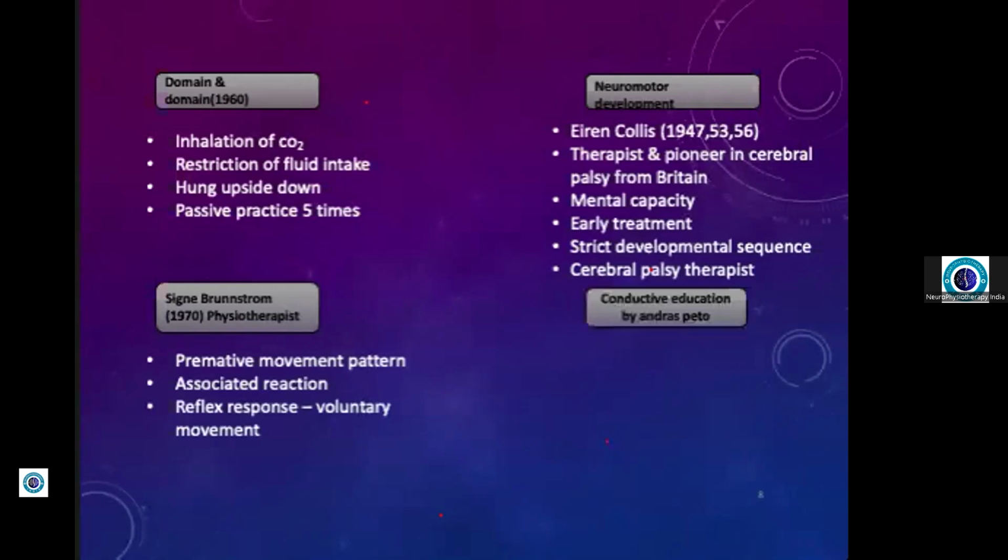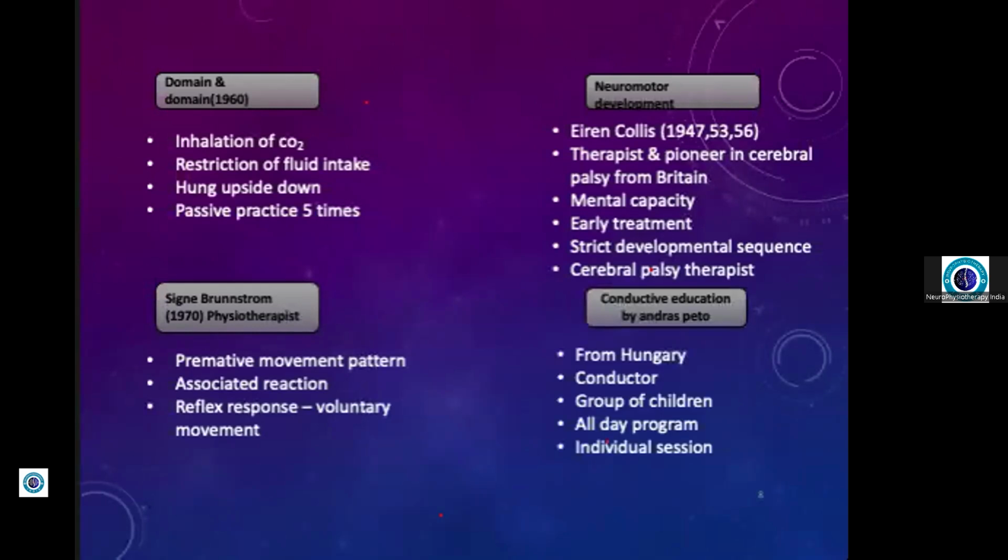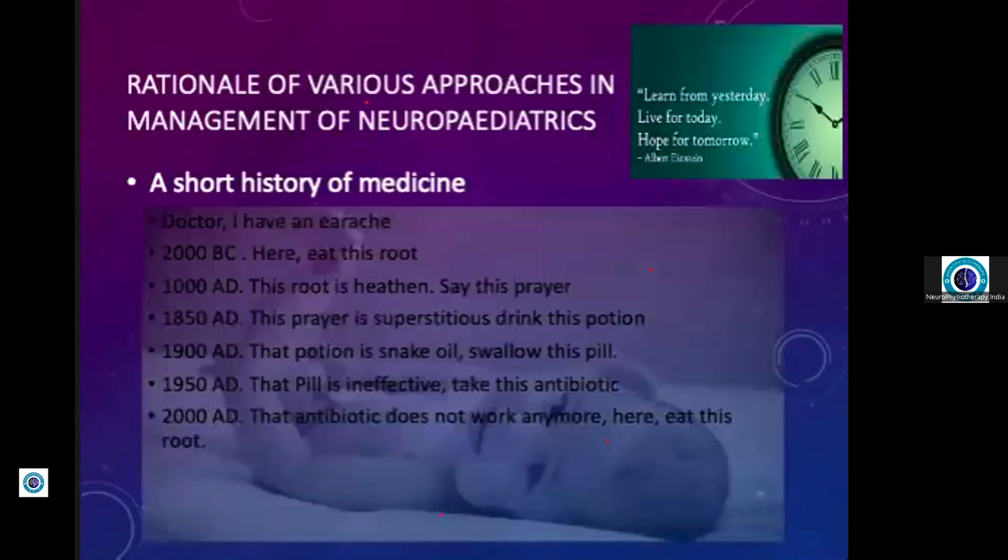From there, we further moved to the group therapies. We thought that we need to do this as an all day program, and we need to treat them individually also. Next slide. So I wanted to get back to here.